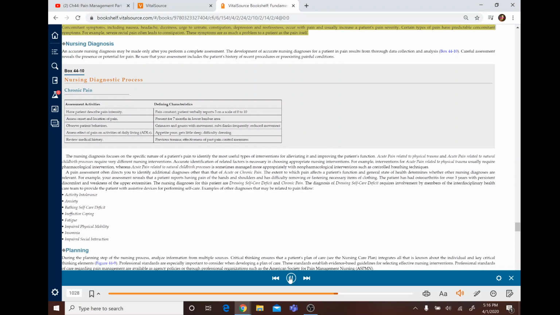and usually increase a patient's pain severity. Certain types of pain have predictable concomitant symptoms. For example, severe rectal pain often leads to constipation. These symptoms are as much a problem to a patient as the pain itself.